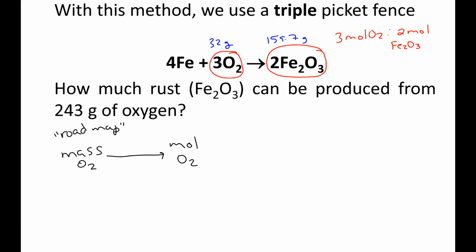Remember, we never want to stay in mass. We always want to convert to moles. So to do that, we got to divide by molar mass. At least that's what the mole bridge tells us. Remember I told you in Unit 7 that we would probably end up using the mole bridge again. Yeah, we keep using it.